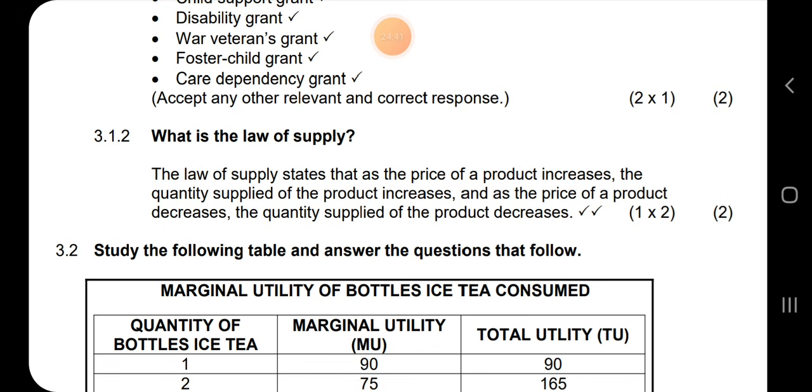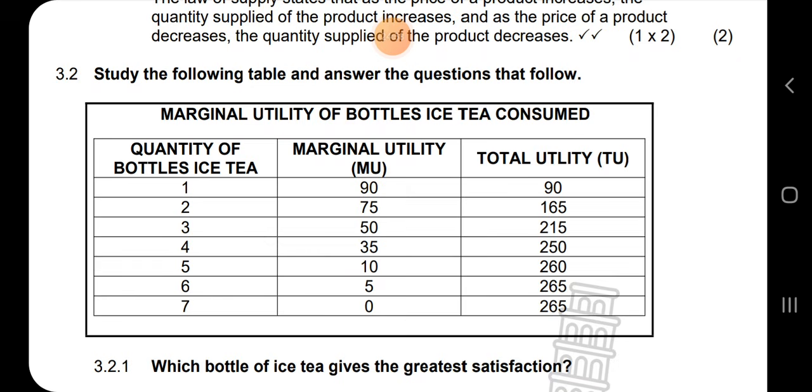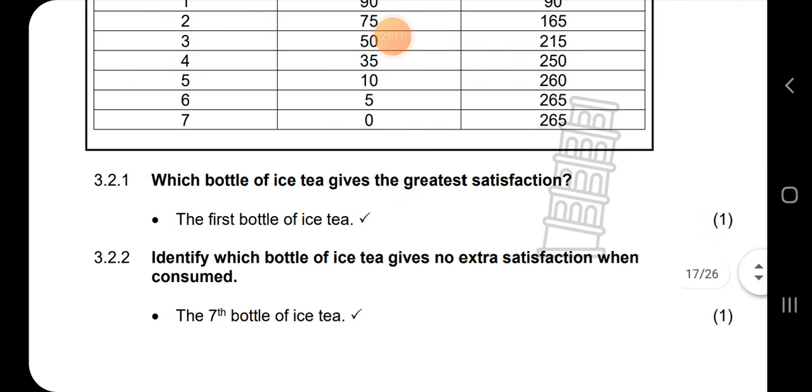The law of supply states that as the price of a product increases, the quantity supplied of the product increases. And as the price of a product decreases, the quantity supplied also decreases. And then we're asked to study the table below and answer the questions that follow. I hope you're following along. It shows the marginal utility of bottles of iced tea consumed: quantity of bottles, marginal utility, and total utility.